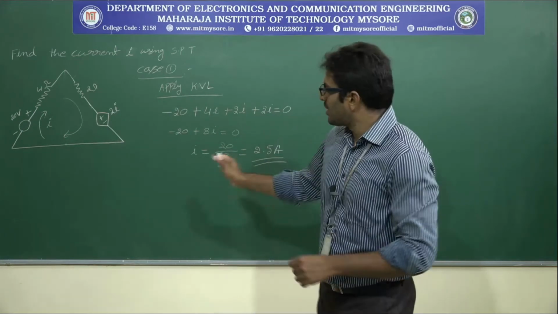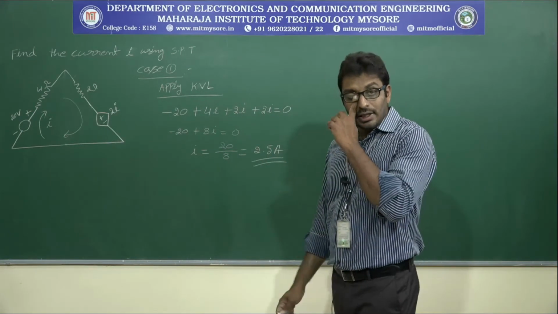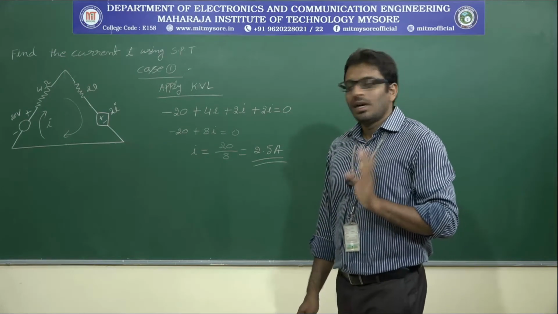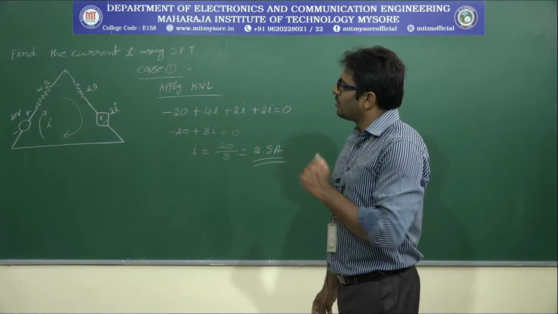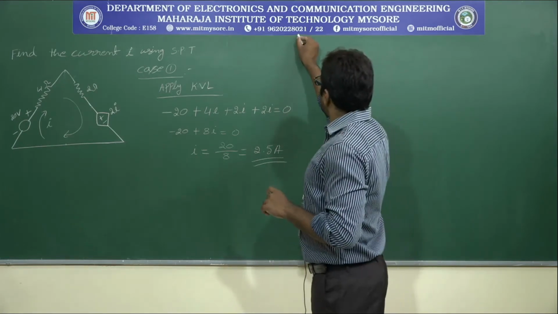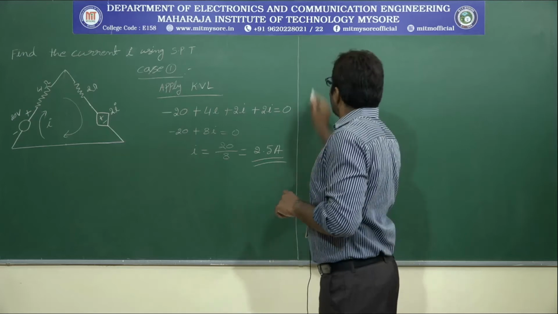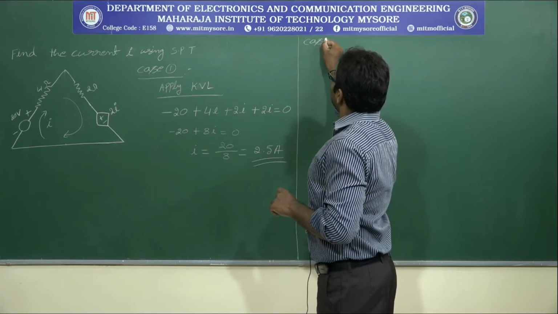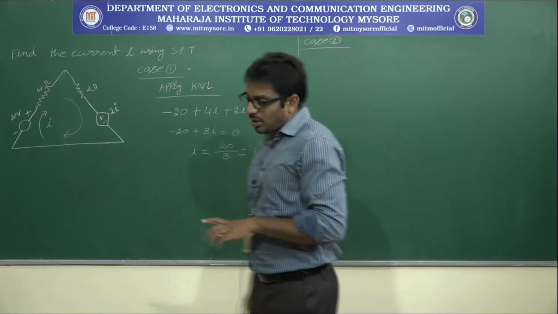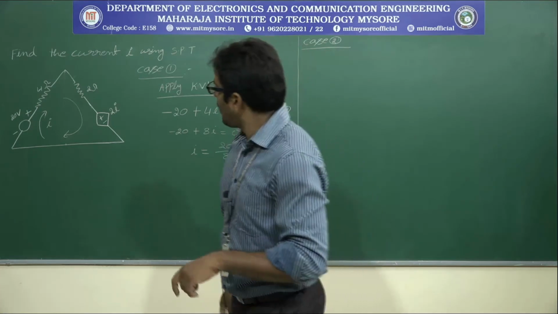Is that clear? In the first case, what is the current I in the circuit, by keeping the 20 volt voltage source and setting the other current source to 0? Is that clear? So next, case 2. Case 2. So now, what was the current source value? 5 ampere, right?